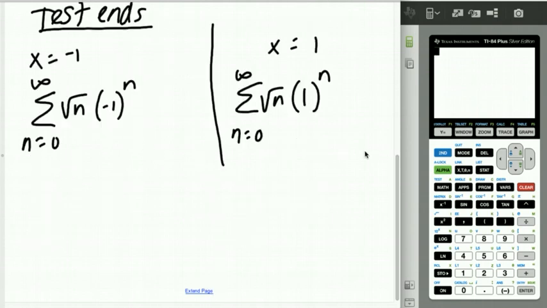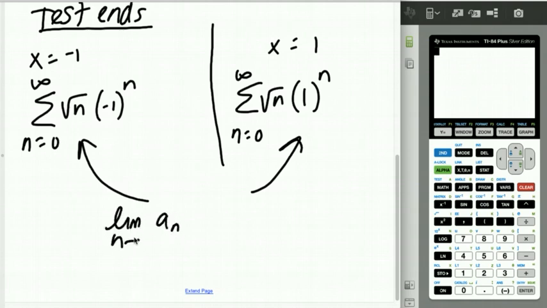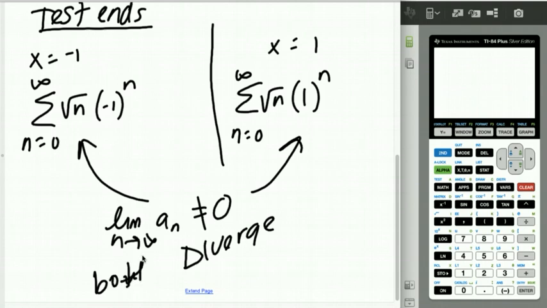Here's why. Let's start with either of them, it doesn't really matter. In both cases, when n approaches infinity, these aren't 0. If n's a big number and you multiply it by a 1 or a negative 1 to any power, it's not going to matter. It's not 0. So these diverge. So both diverge by the test for divergence.